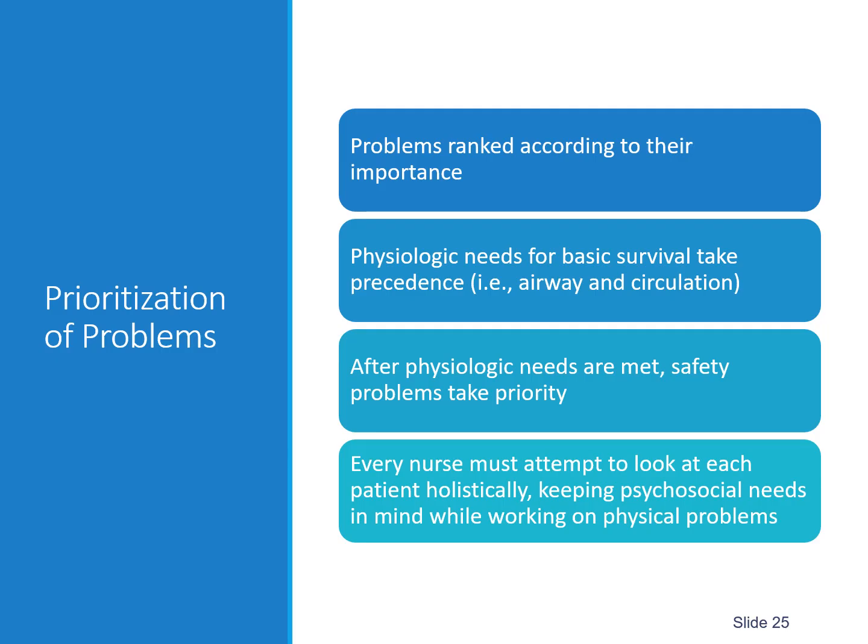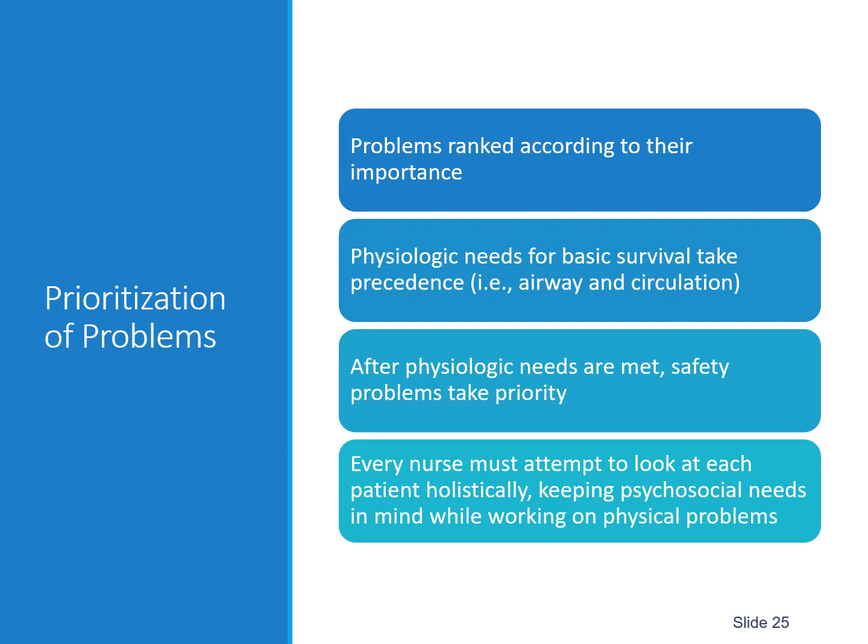Physiologic needs for basic survival will always take precedence. Airway always comes first. ABC: airway, breathing, circulation. Circulation is the next priority, after a nurse consults with and involves the patient in determining priority of needs. After physiologic needs have been met, next, the safety problems must take priority.